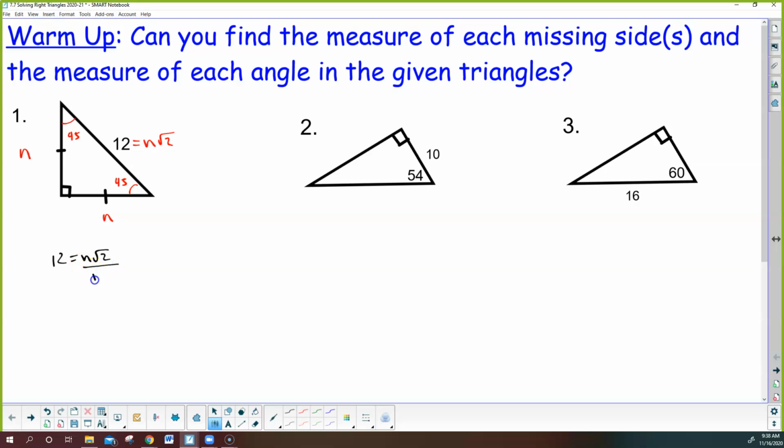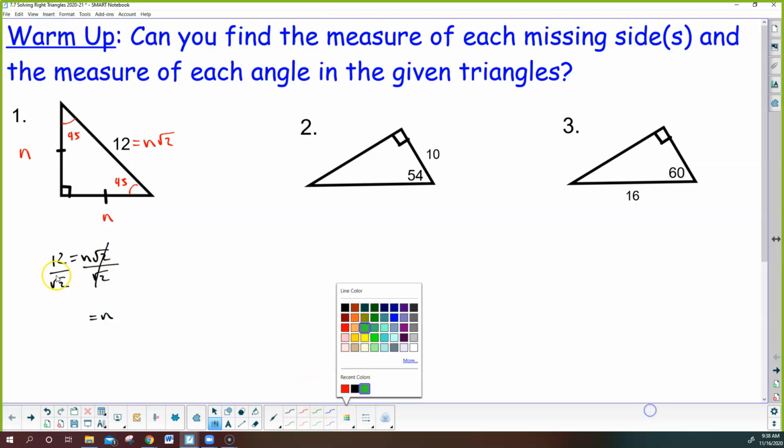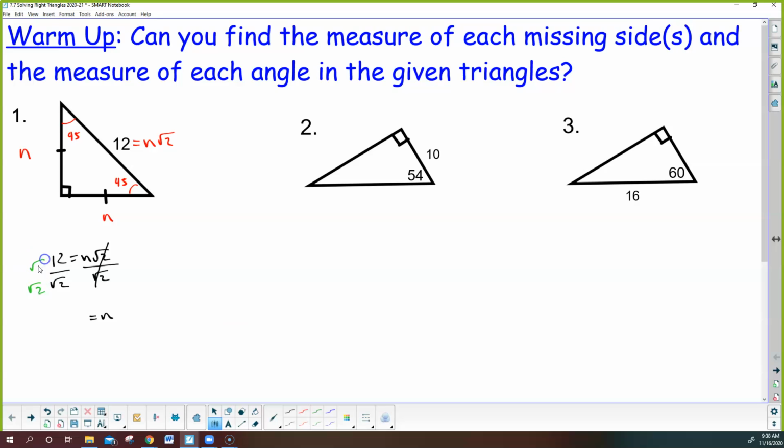So I'm going to divide by the square root of 2 on both sides. It's going to reduce the n here. But we run into a small problem. I have the square root of 2 in the denominator, and we don't like that. So we're going to times the top and the bottom by the square root of 2. That's called rationalizing the denominator.